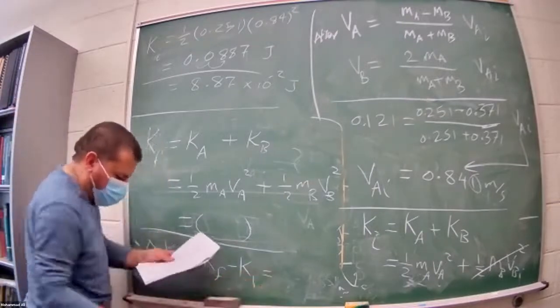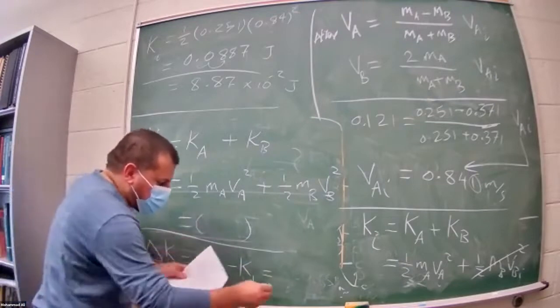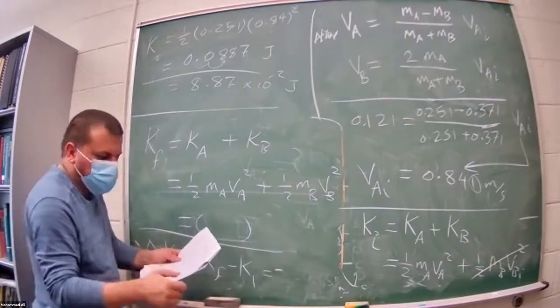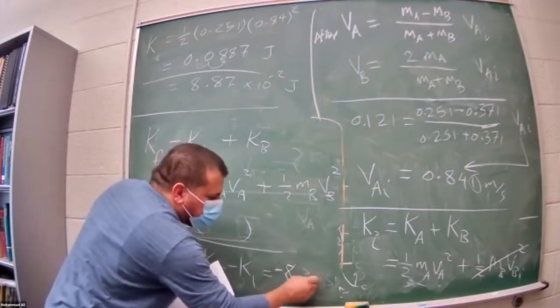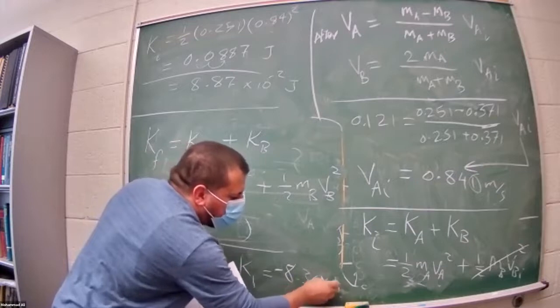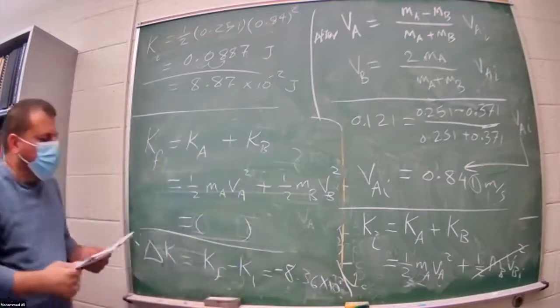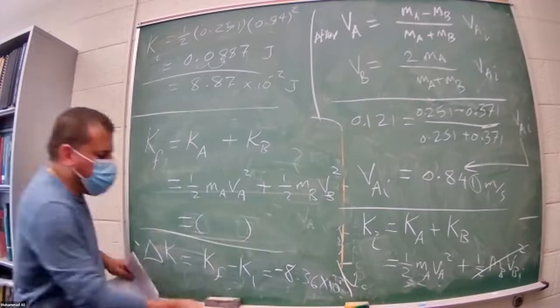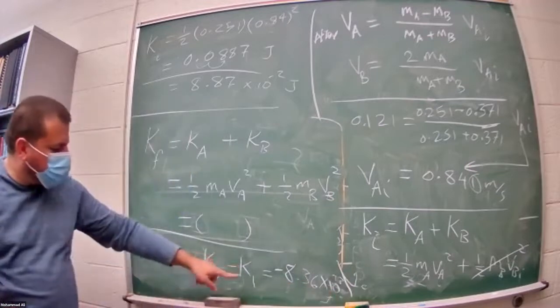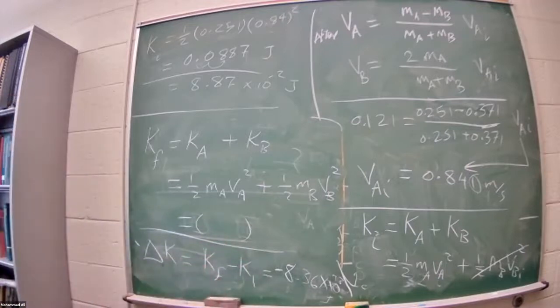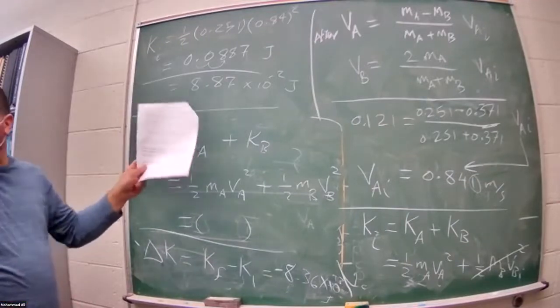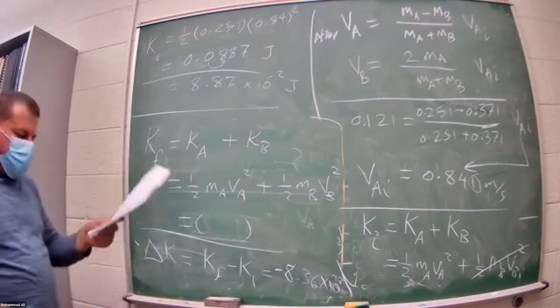This will give you a small magnitude, which is negative. There is a loss of kinetic energy, 8.36 multiplied by 10 to the minus 3 joules. The change in energy is negative, so we have lost kinetic energy. And this system is not fully elastic.